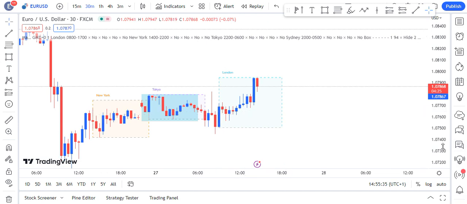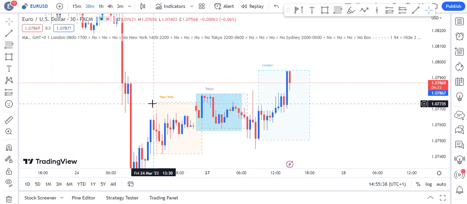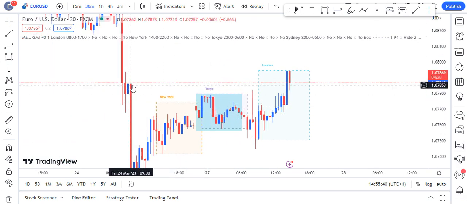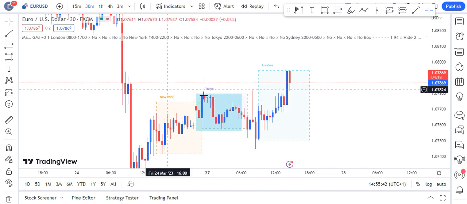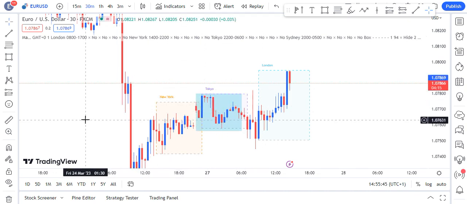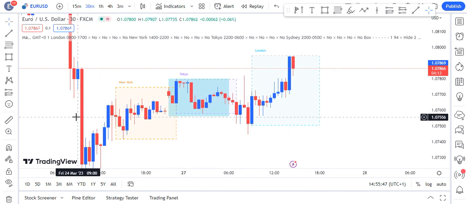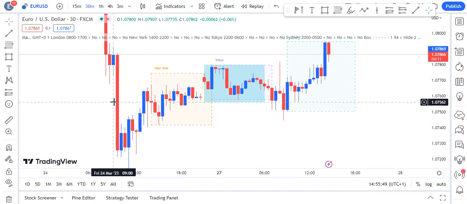Once you have your Tokyo range highlighted, you're going to know that above or underneath Tokyo, we're going to have a POI. Our POIs we've literally discussed. If you've not seen it, go to the video on the types of order blocks. Those are going to be our POIs.